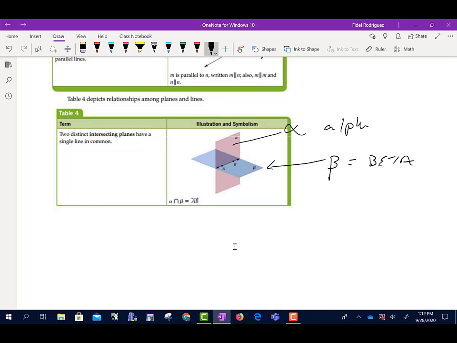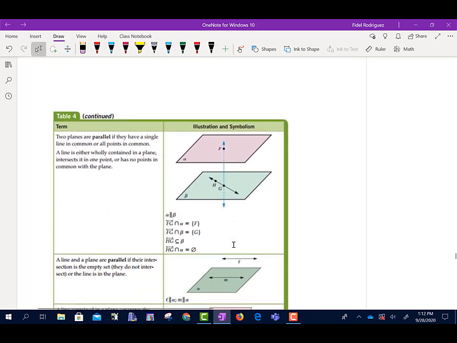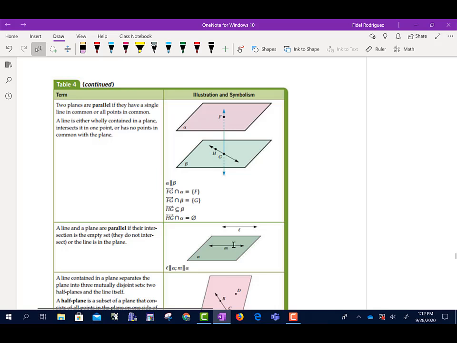That's beta. Okay. And so those two planes, this is a little symbol for intersection, they intersect at that line right there, right? That line AB. Okay. So we're going to get to some problems in a minute, guys. We just kind of have to go through some of this stuff here.